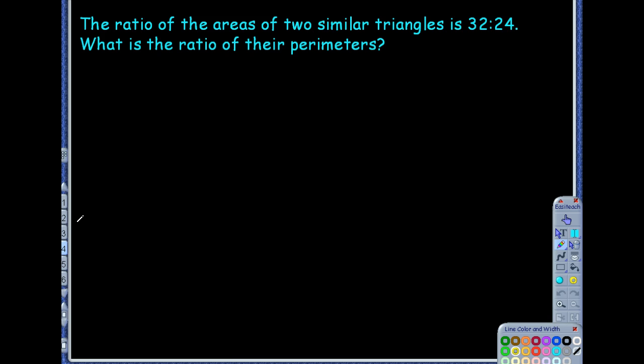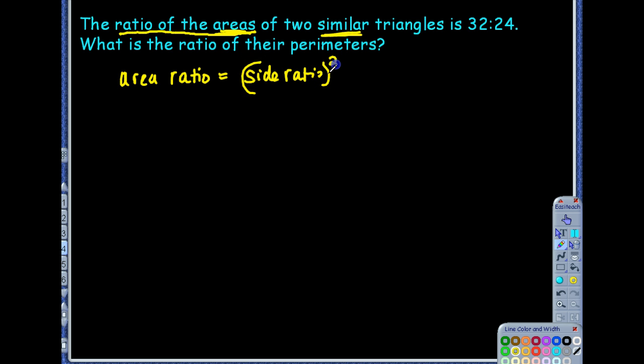Okay. Read the next one. It says the ratio of the areas of two similar triangles is 32:24. What is the ratio of the perimeters? Now, here's what I want you to remember. When you see something with areas and you see similarity, I want you to remember that this area ratio is equal to usually your side ratio squared. Now, what's the same thing as your side ratio? Your perimeter ratio. So this could be the perimeter ratio, doesn't matter. I want you to remember that. A lot of times I encourage you to even write that down as a reminder.